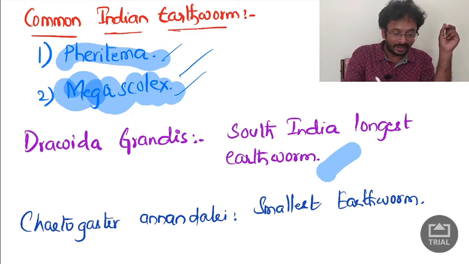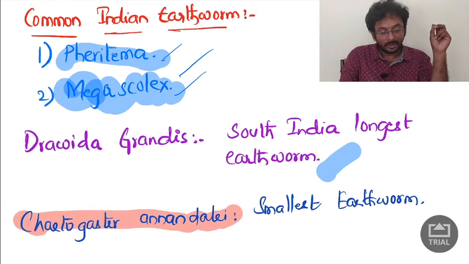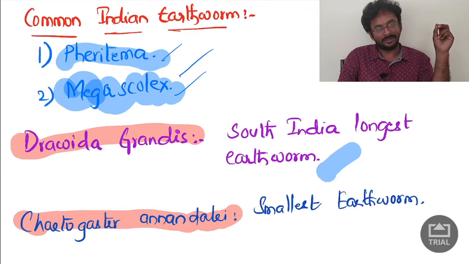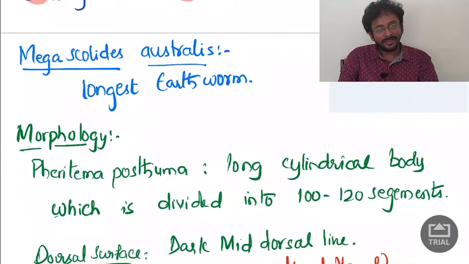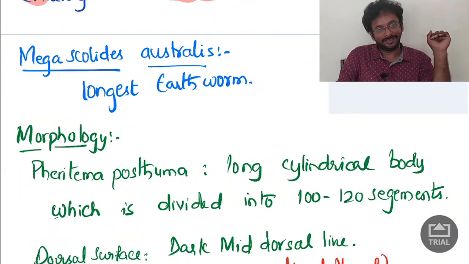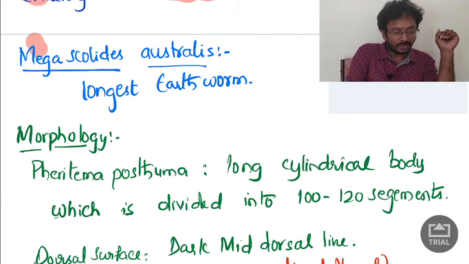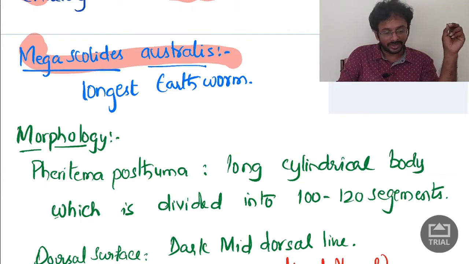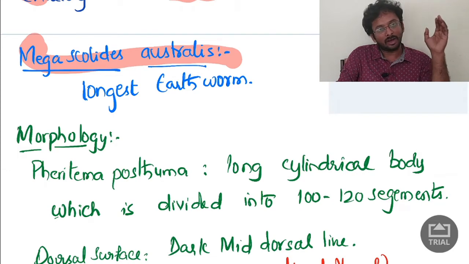Chaetogaster annandalei. I repeat again, Chaetogaster annandalei. The South Indian longest earthworm is called what? Drawida grandis. Now, what is the longest earthworm in the world? World means it includes all the countries. It includes Megascolides australis. These are the longest earthworms in the world, India, South India, and the common earthworms.